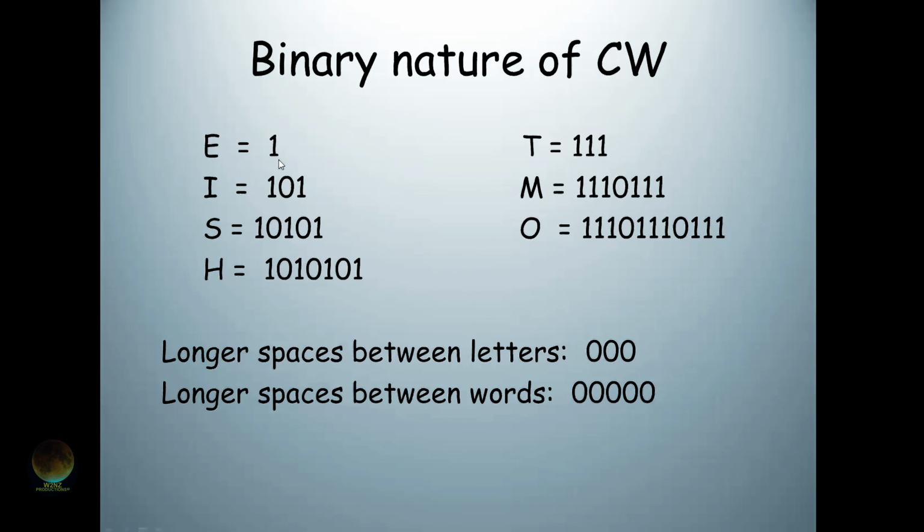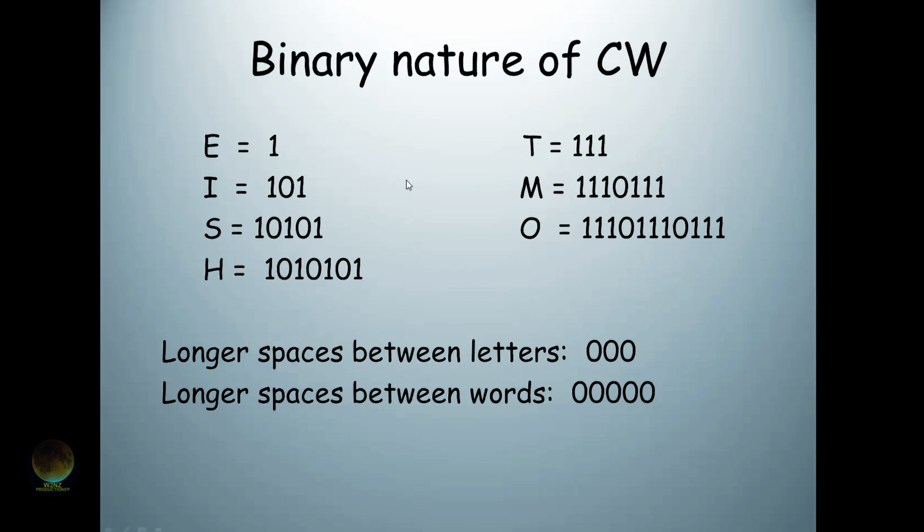So E is just 1, and I is 1 0 1, dit dit. You need the silence between the 1 and the 1. S, dit, dit, dit. H, dit, dit, dit, dit. So if I want to send CW on a computer, I've got to start out with something like this. What's the T? The dash. Da. M, da, silence, da. O, da, silence, da, silence, da.